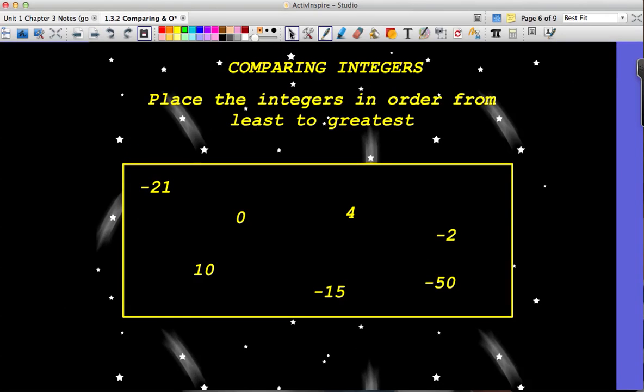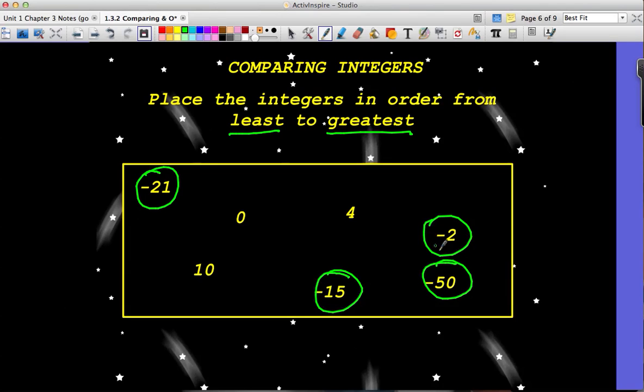All right, so now we're going to use comparing integers to help us order integers. So you need to look at these numbers, and we're going to go from least to greatest, so let's always make sure to check the directions. What we need to do is say, okay, I know that my smaller numbers are going to be the negative numbers. So I look and I see that I have negative 21, negative 15, negative 50, and negative 2.